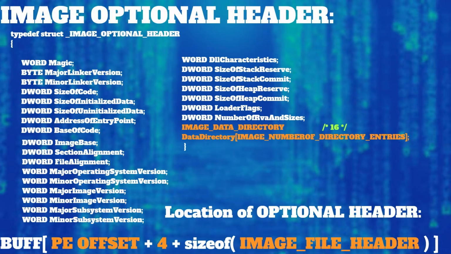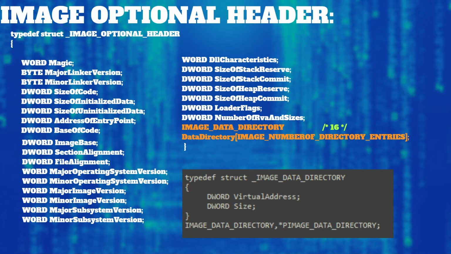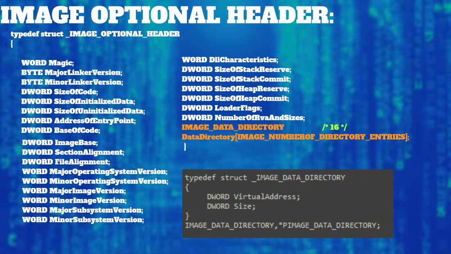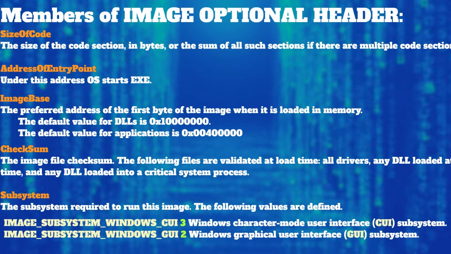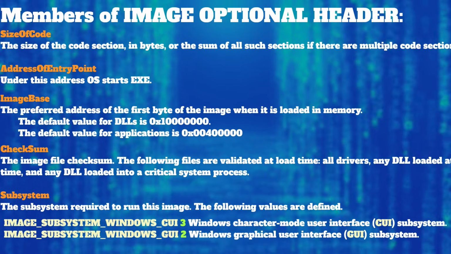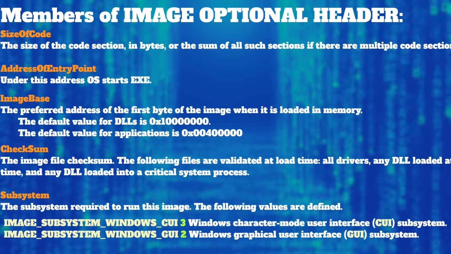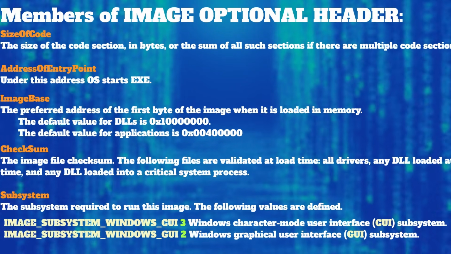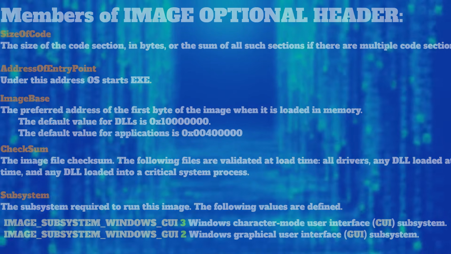This is how the image data directory looks. This structure is declared 16 times, so we have to read it in a loop. Members of the optional header. That's a pretty long structure. I will only talk about a few of the most important members of this structure. More information you will find in the video description. The last one is interesting. I will explain why in the next video.